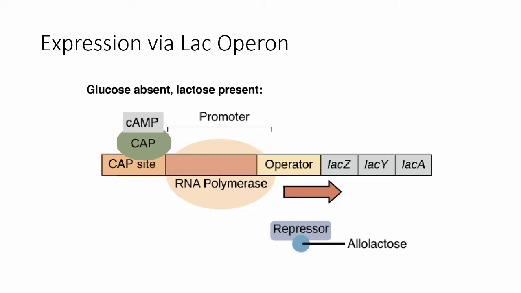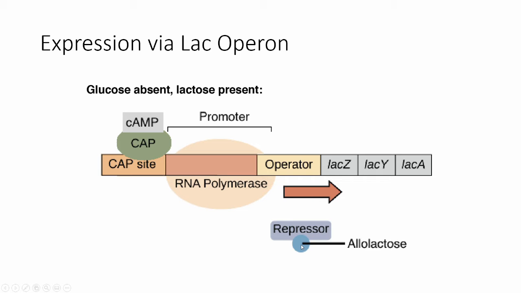So how does it do this? When the cell has lactose present in the environment, it will change the configuration of lactose into allolactose. Same chemical, just a different isomer. Allolactose is able to bind to a repressor that is stuck on this operator right here. Normally, if allolactose was not present, RNA polymerase might bind to the promoter, but it cannot progress further due to the repressor.